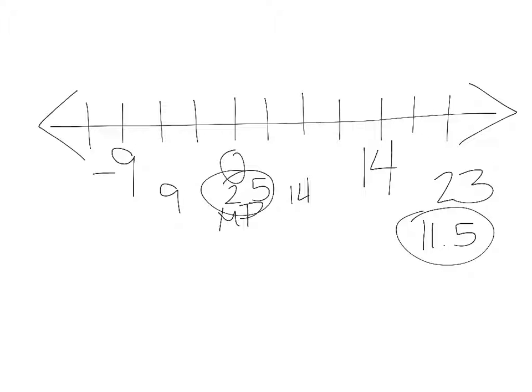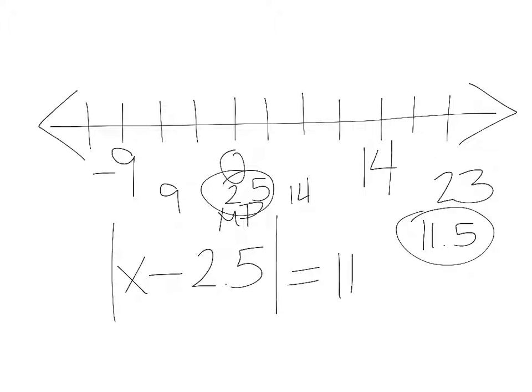Now, as soon as you have the midpoint, you can do x minus that midpoint, x minus 2.5. That's the absolute value part. Now, the equals is the distance each of these solutions is from that midpoint. So that should be the 11.5, because 2.5 up to 14 is 11.5, and 2.5 down to -9 is 11.5.